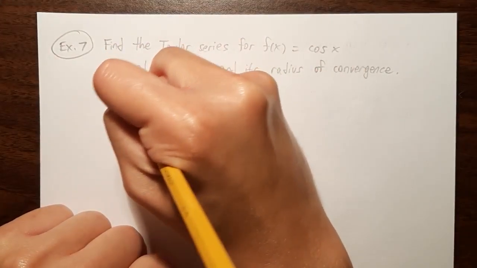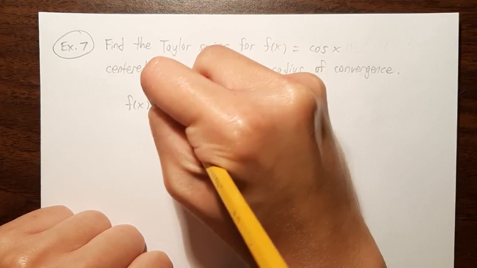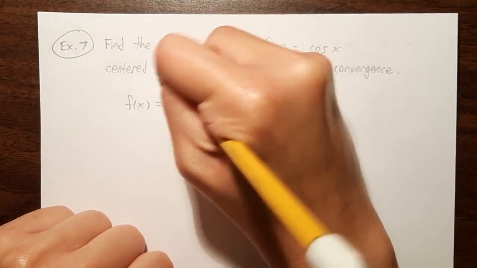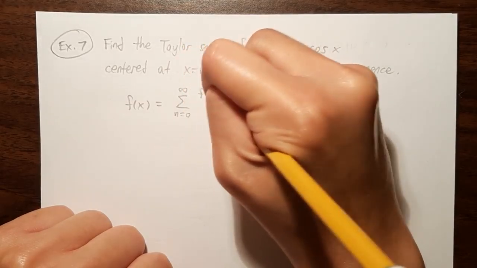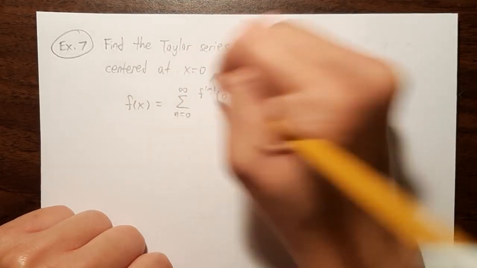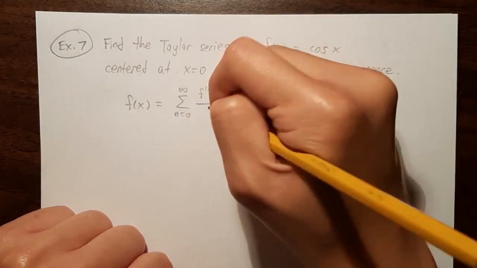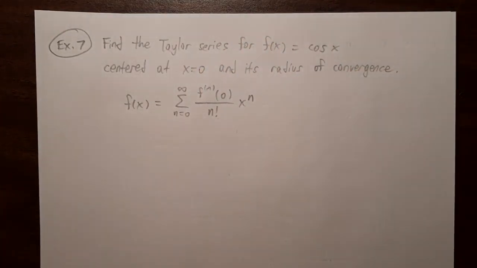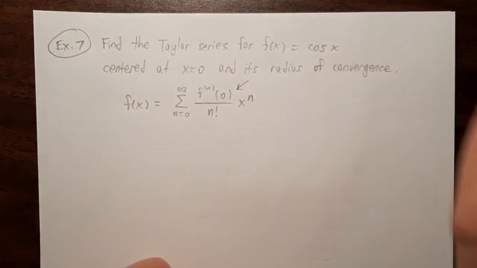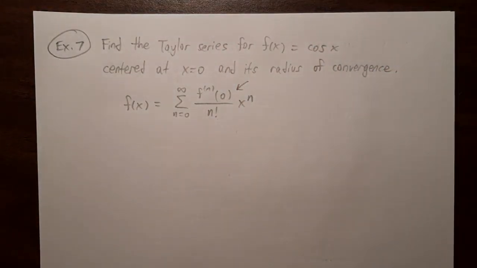So what does it say? We have f of x is equal to the sum, n equals 0 to infinity, of the nth derivative of f at 0, hope that's legible, divided by n factorial times x to the n. All right, and the task is we need to find out what this factor is.